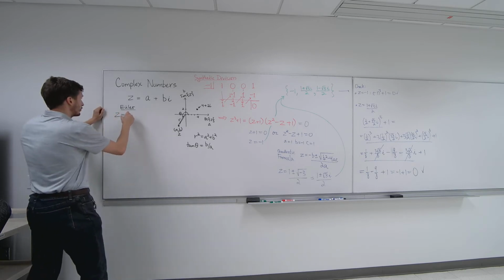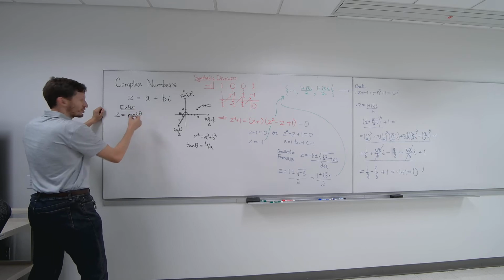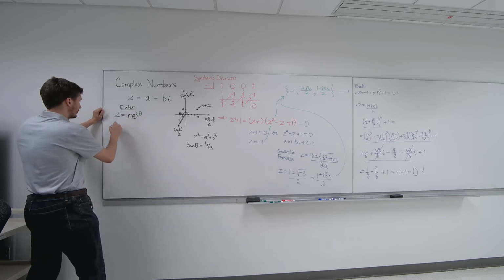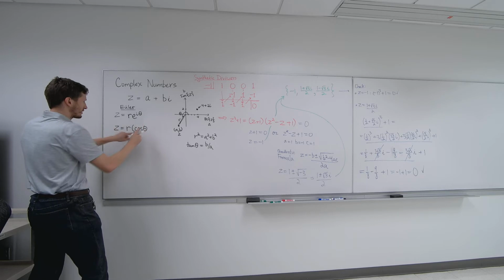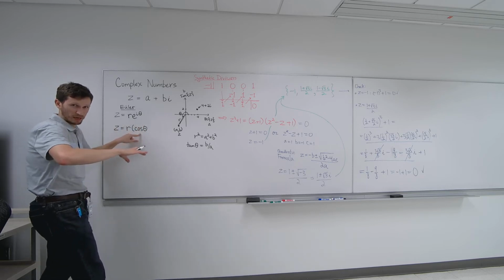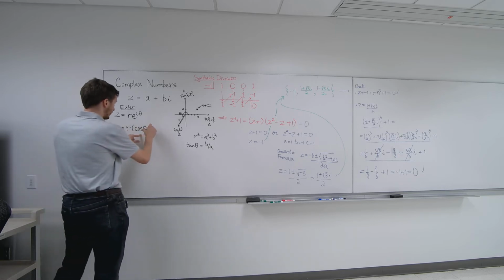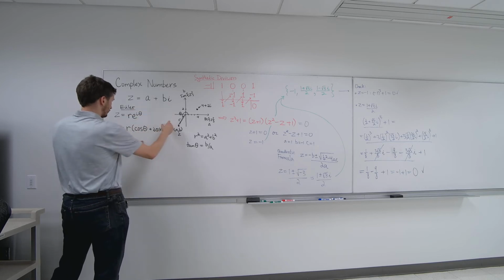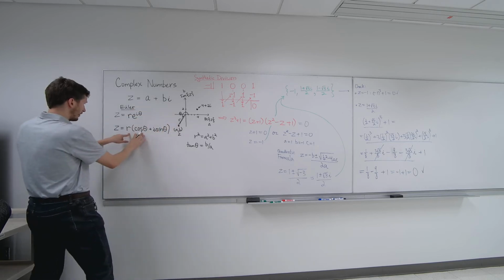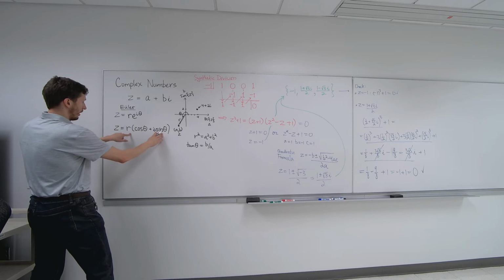So anyway, z you can write as r times e to the i theta. And in trigonometric terms, this means z is equal to r times cosine theta, which has to do with the x value, the x component, plus i sine theta. That r sine theta is going to be the y value, the b. So you have a plus bi, where r sine theta is b, the y value.